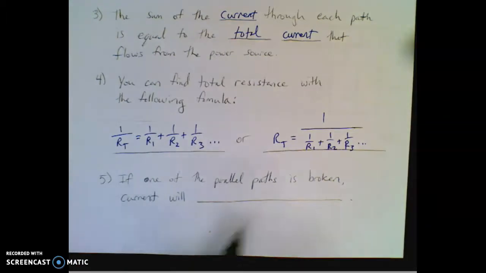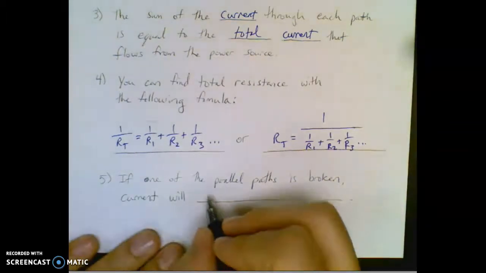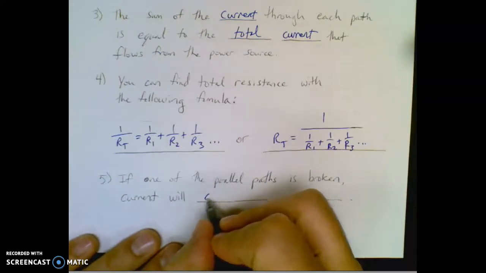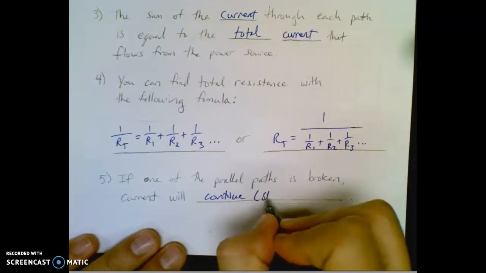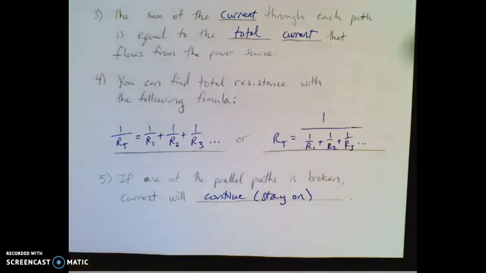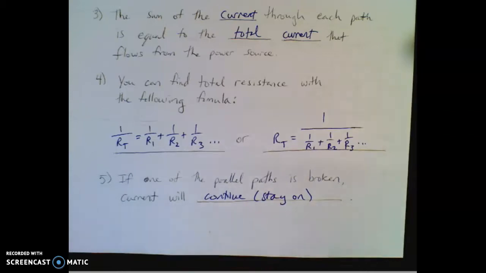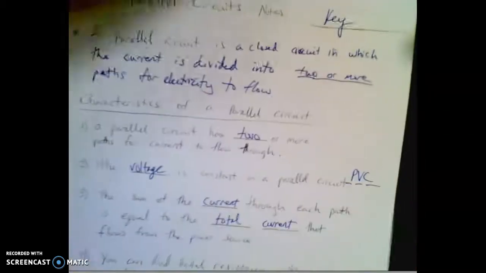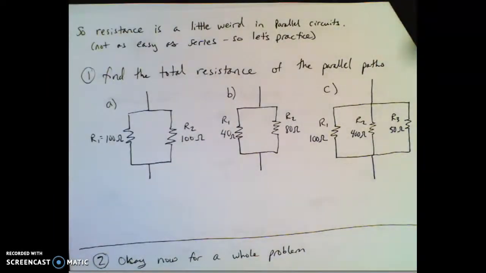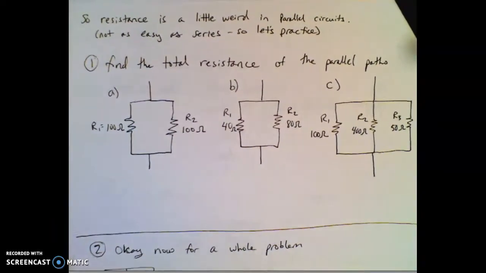All right. If one of the parallel paths is broken, the current will continue or stay on. And that's different than a series circuit. If a series circuit breaks anywhere, the circuit is broken. It turns off. If you break one of the parallel paths, you can still keep your current on, which is why a lot of things in your home are on parallel circuits. You wouldn't want the kitchen lights to go off when you turn the microwave off. You can disconnect one of them and the others keep going.